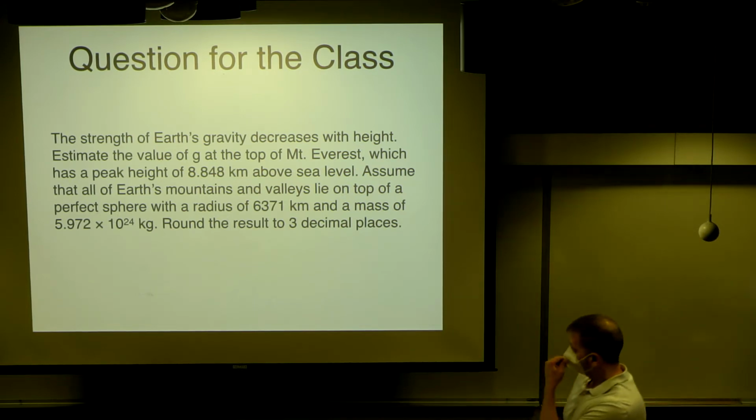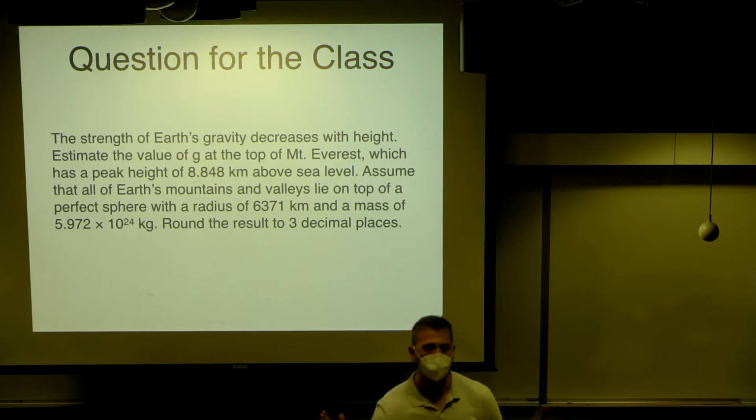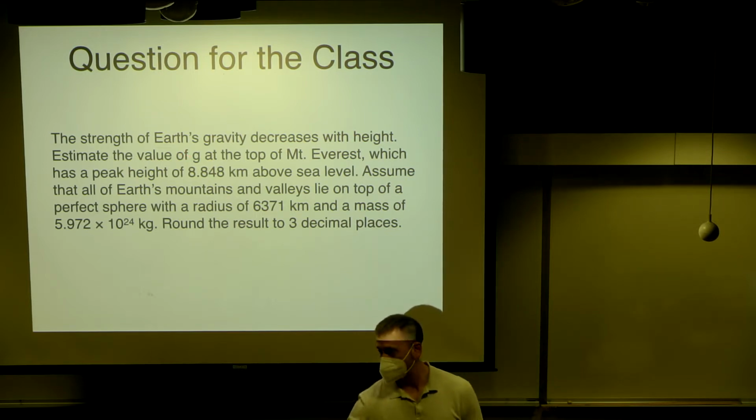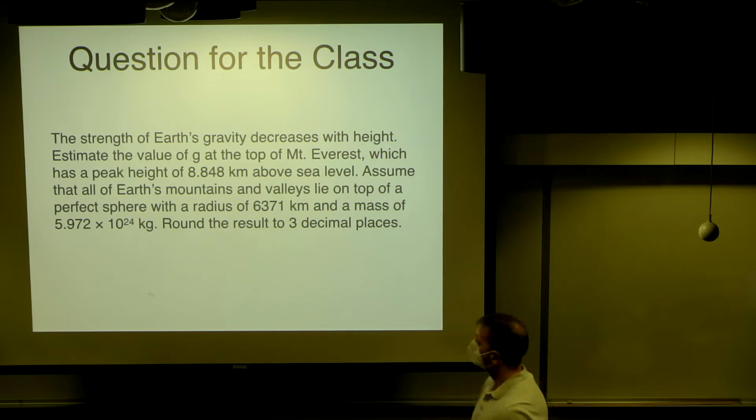So let's start with this. The strength of Earth's gravity is going to decrease with height. We know from the law of gravitation that the force of gravity has an inverse square relationship with distance. It's 1 over r squared. So as r gets bigger, that's your distance from the center of the Earth, the force of gravity will decrease a little bit.